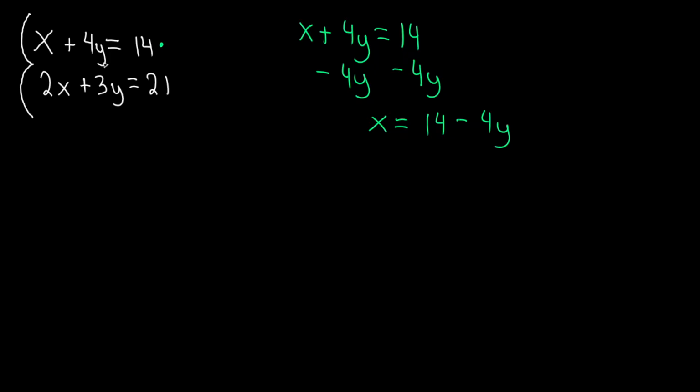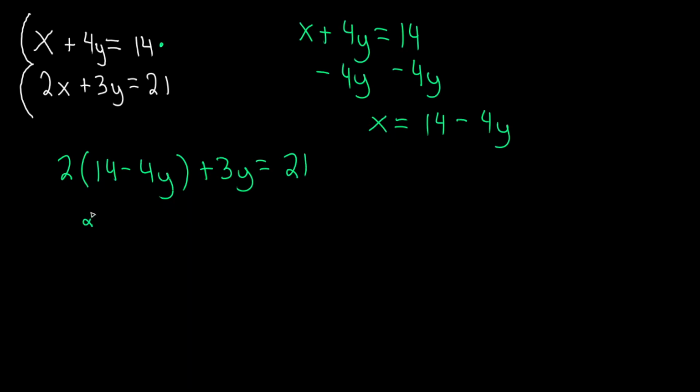Now we can plug that into our second equation, figure out what y is. Or we could even plug it into our first equation. We'll go into our second equation now. So 2 times 14 minus 4y plus 3y equals 21.